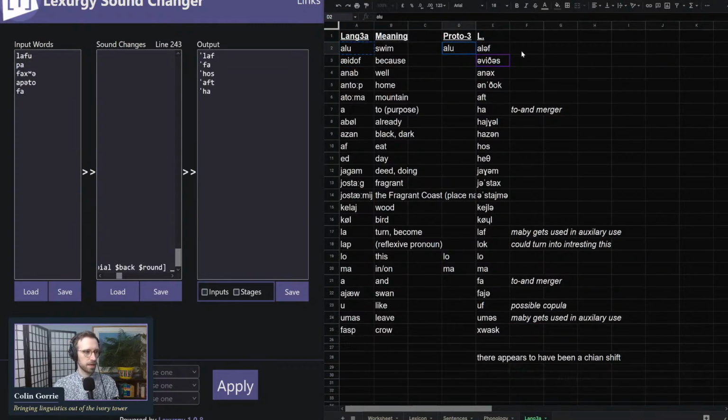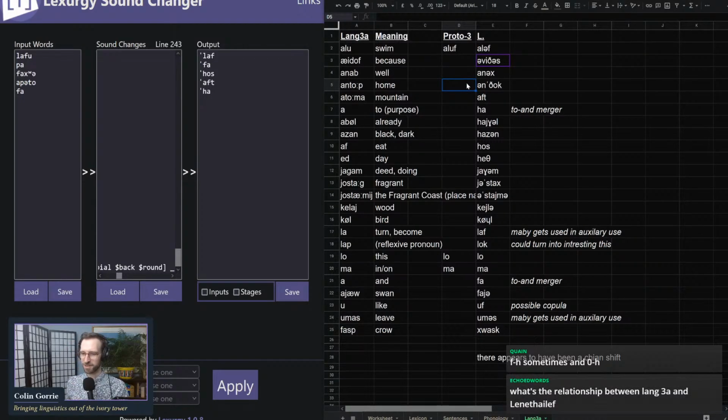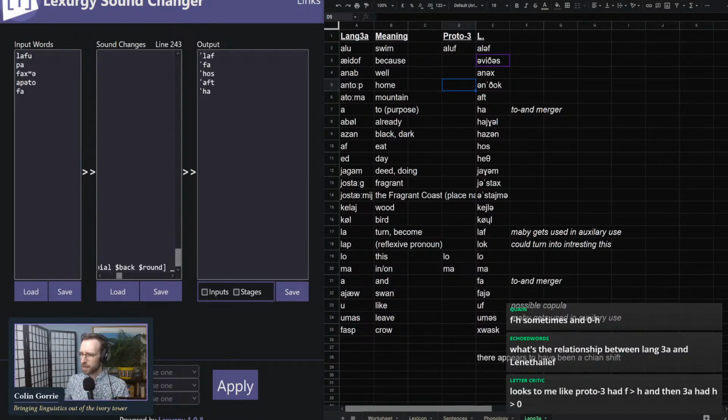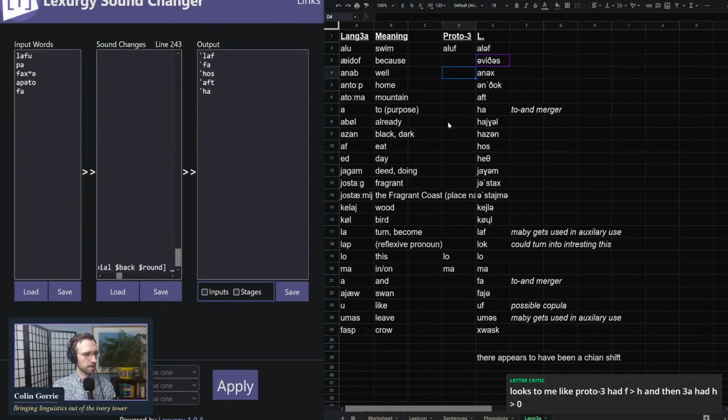So I think we could confidently say we have something like aluf in Proto 3, because I think it's more likely that u would reduce in an unstressed syllable than it would peripheralize in an unstressed syllable. Yeah, Proto 3 looks like it had F to H, and then 3A had H to nothing.